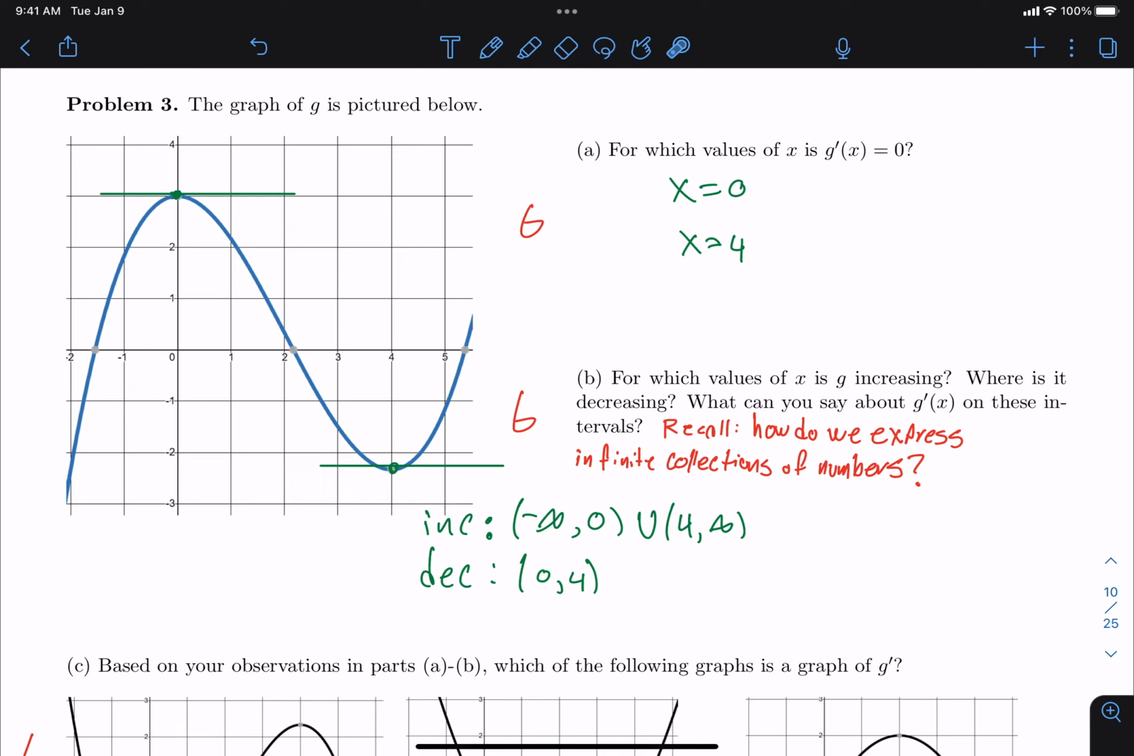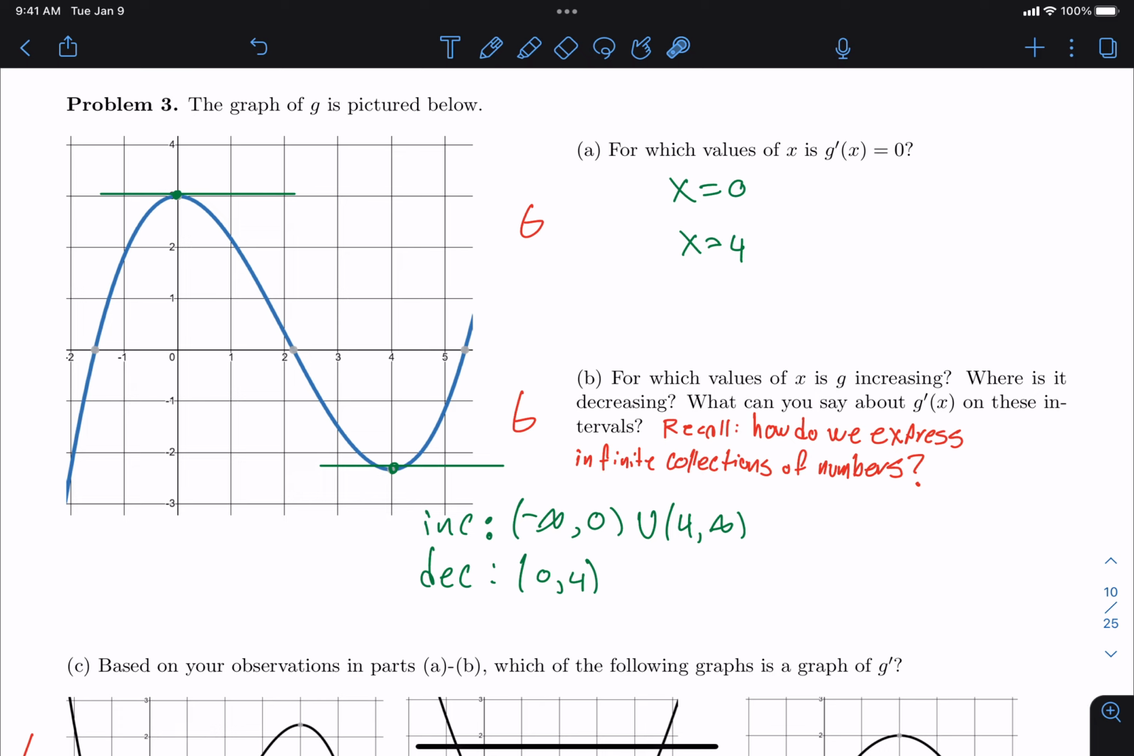Alex, do you have something to add? Yeah. Are we supposed to use brackets? Well, technically we are not supposed to use brackets, and here is why.